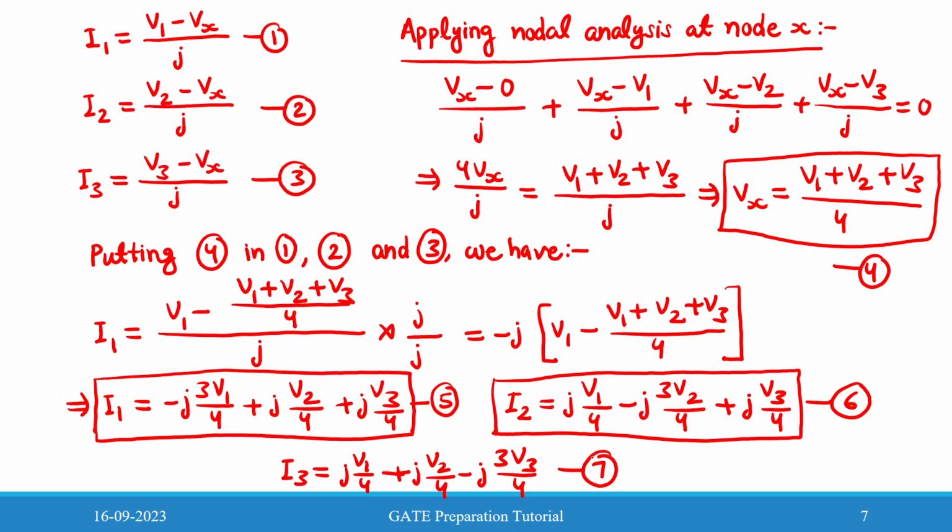Okay, good. So similarly we get I2 and I3. You can also calculate if anyone has a doubt. So just using 5, 6 and 7, we will put this in matrix form. This is one of the best questions asked on this admittance matrix because no trick will work here.